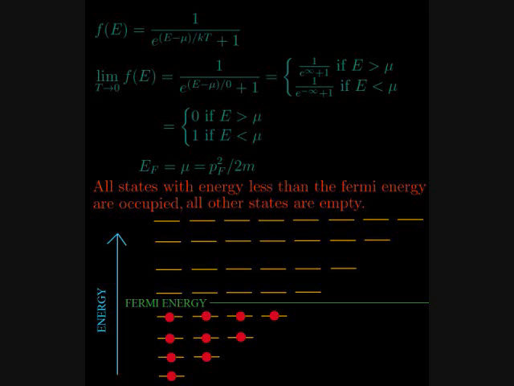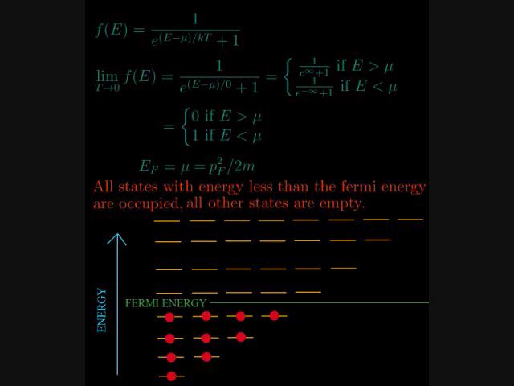So when the energy is less than the chemical potential, the distribution function is 1. So all that means is that the fraction of states with energy greater than mu that are occupied is 0. So no states with energy greater than the chemical potential are occupied when the temperature is 0 Kelvin. And all states with energy less than mu are occupied because the distribution function is 1 if the energy is less than mu.